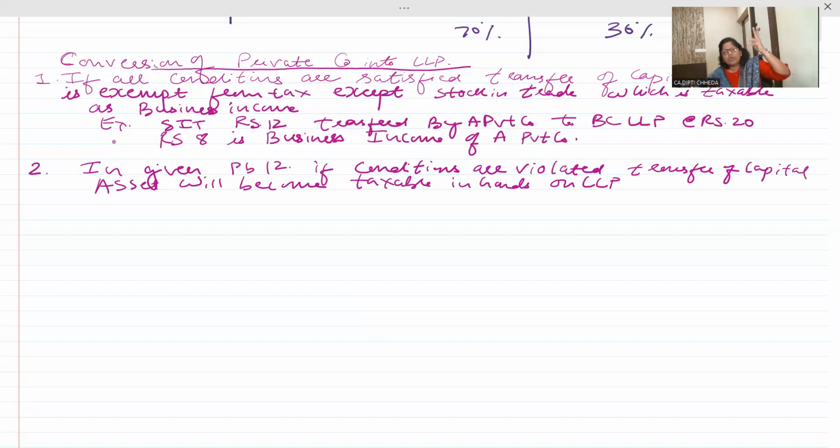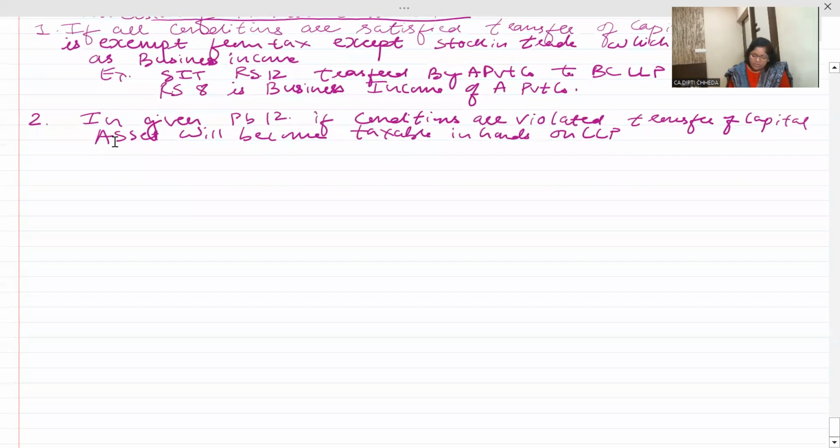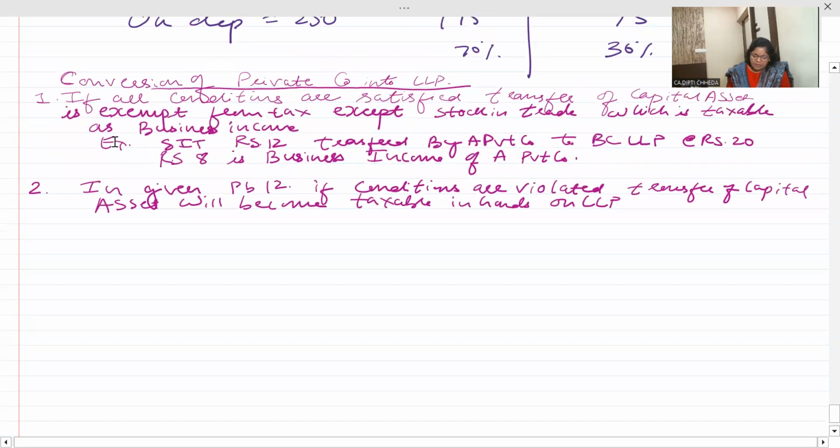But the transferor is over, extinguished, the private company is finished. So the successor company. If conditions are violated, the transfer of the capital asset will become taxable in the hands of the successor LLP. Please digest it minutely. One sum also, if you do it properly, it would be really helpful. Chalo, so we are doing problem number 12. You have all the figures. Conditions are violated.